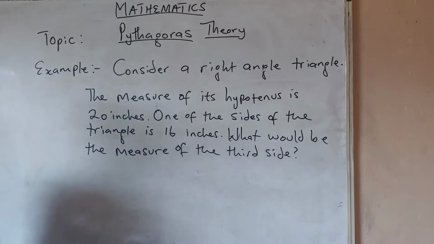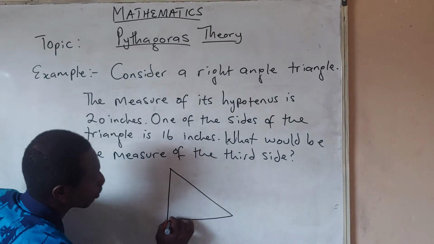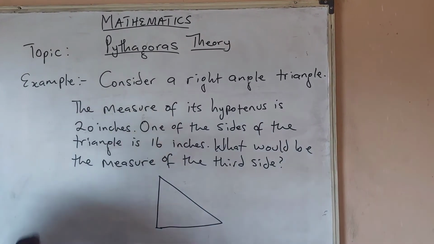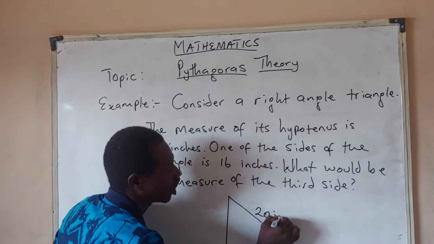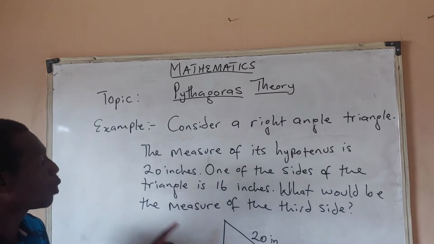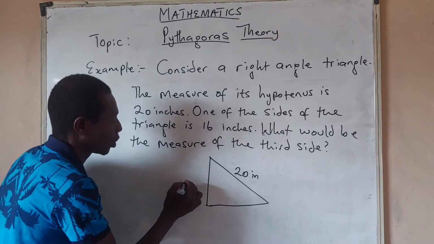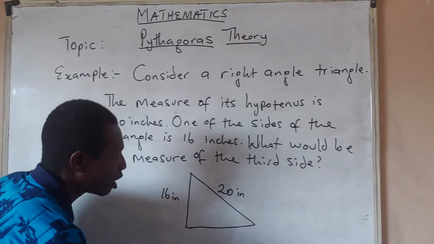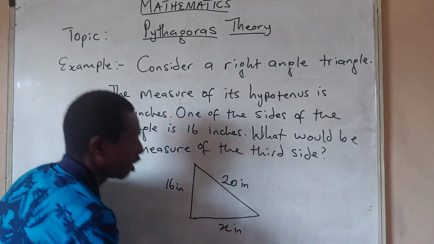It is now your responsibility to first of all draw the triangle, indicating the longest side, which is the hypotenuse. Remember from the question, the hypotenuse is given to you as 20 inches, while I can pick any of the sides to be my 16 inches. Now I will choose my altitude to be 16 inches. That is to say, I am left with the base as my unknown inches.